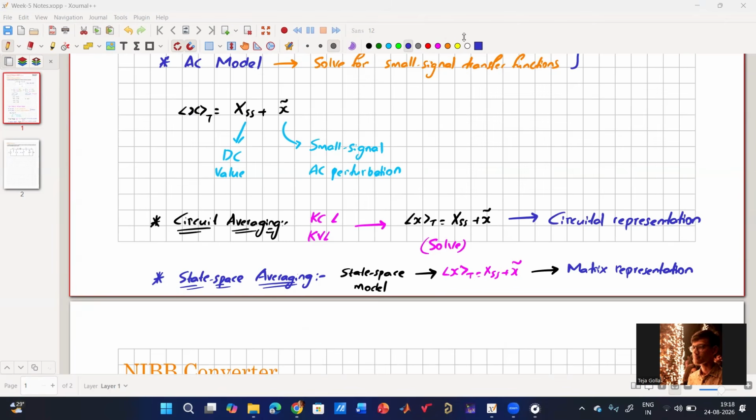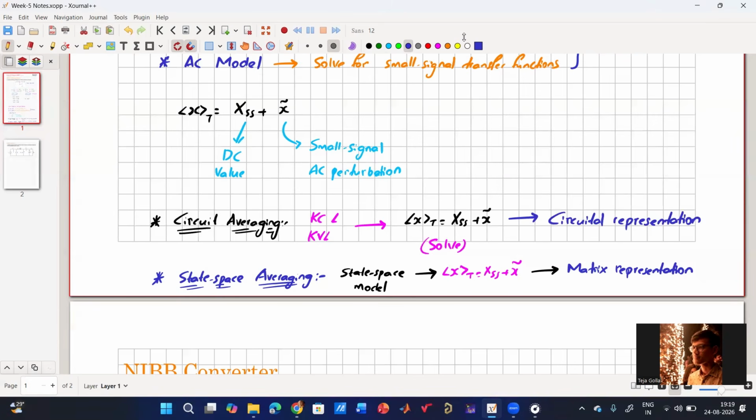We have one more term called large signal modeling. Large signal model and small signal model. What are those two? Yes, sir. You are writing this X average as X steady state plus X tilde, right? If you are not adding this AC perturbation, then it is called large signal modeling, correct? Am I correct?